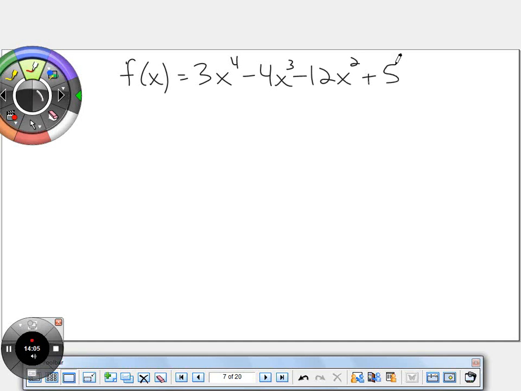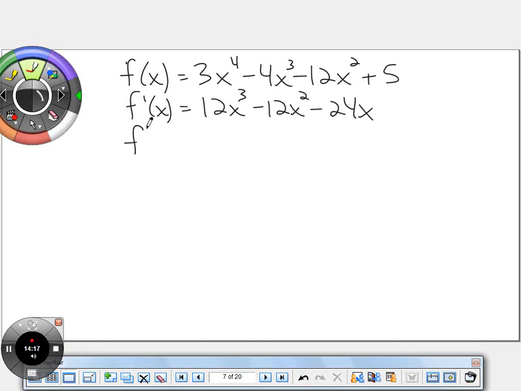Okay. So let's say I found, let me just rewrite it. This is that same example. Here's my original function again: 3x to the 4th minus 4x cubed minus 12x squared plus 5. And then we figured out our first derivative. We got 12x cubed minus 12x squared minus 24x.